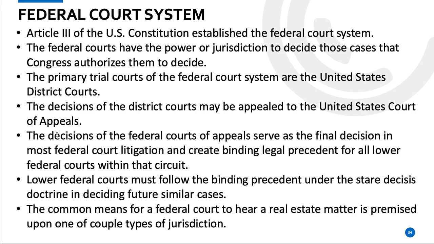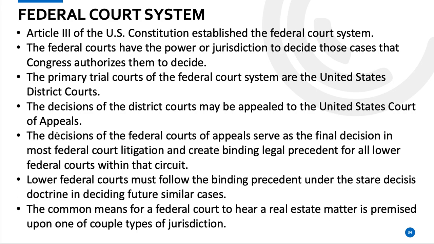On the federal court system, so Article 3 of the U.S. Constitution established the federal court system. The federal courts have the power or jurisdiction to decide those cases that Congress authorizes them to decide. So there again, when that court is created, then if Congress limits the authority or specifies the authority of that court, then those are the cases that court can hear.